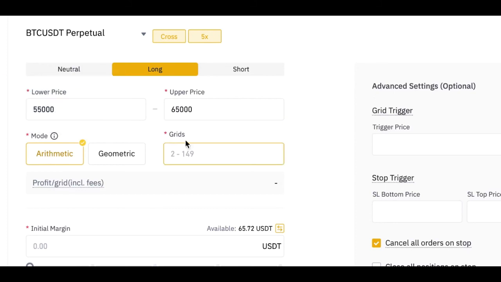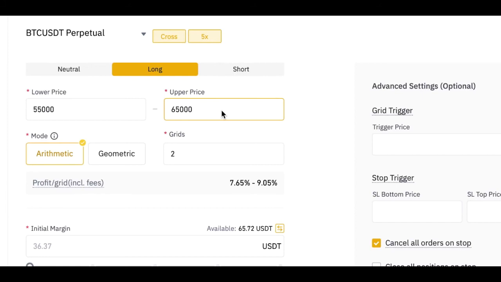So you can see you can actually choose the amount of grids that you have. So let's say 60,000 is the midpoint. You can put 2 grids on here. Well, what's that going to do? It's essentially going to open a buy order around 55 and it's going to have a sell order at 65. This is exactly what the bracket order was that we just did.